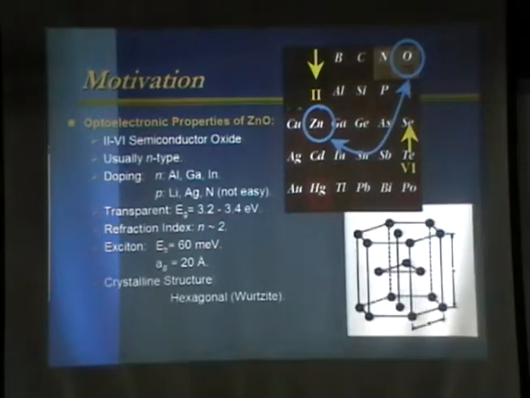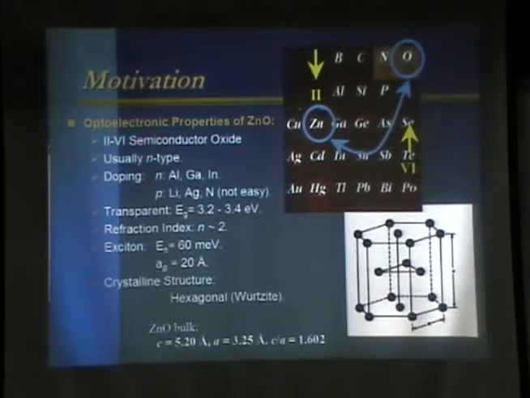Moreover, it has a hexagonal crystalline structure with these constants for the dimensions C and A in this lattice, but note that this C over A ratio is 1.6, that is quite different from the 1.633 corresponding to a compact hexagonal structure. So it has a rather deformed structure in comparison with the compact hexagonal lattice, that makes it very important for piezoelectrics, where you don't want to have inversion symmetry, right?